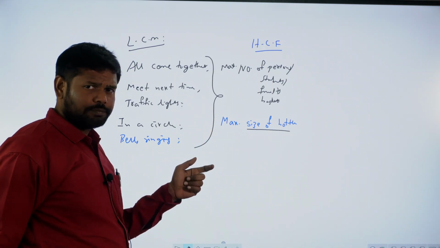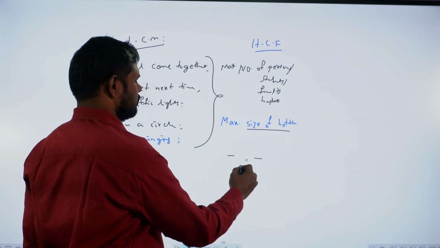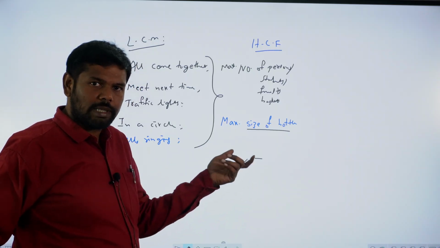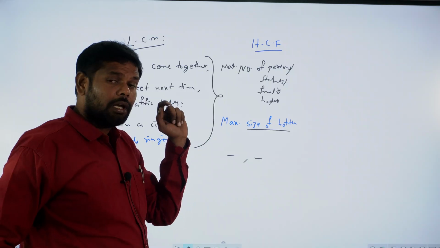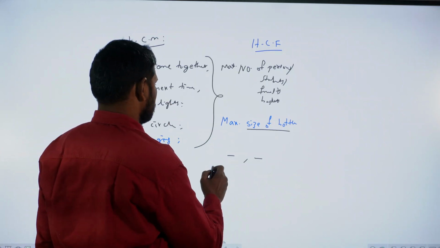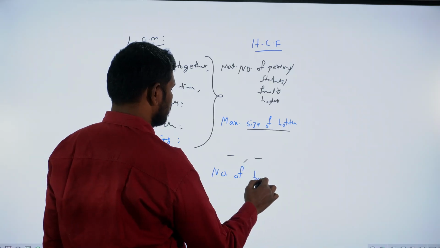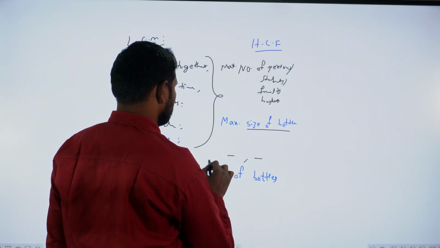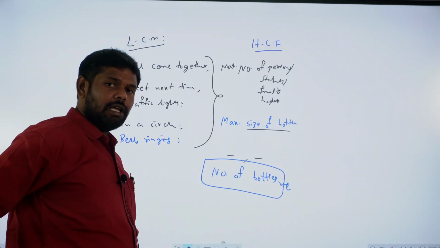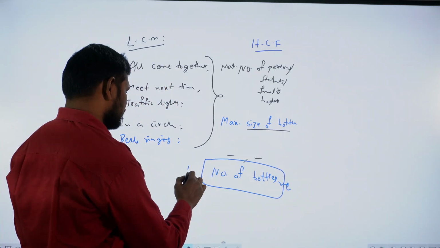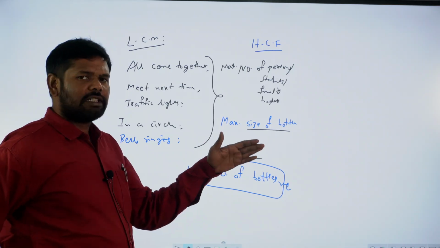And sometimes they ask, if two different lengths are given, what is the maximum possible length to measure? Those types of questions are framed based on the HCF concept. And there are questions about the maximum size of the bottle, and the number of bottles required. Find the least number of bottles required. Least here does not mean LCM. Suppose some liquids are there.